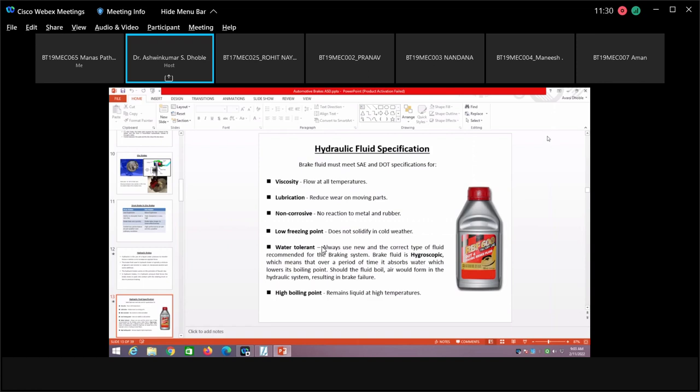Then the lubrication. That means it should not have the viscosity too low and it should not have the viscosity too high, because in both cases there is going to be some kind of lag or some kind of power loss, or some kind of extra pressure which may be put onto the system. Then non-corrosive, this one can be understood. Low freezing point we have also discussed earlier.